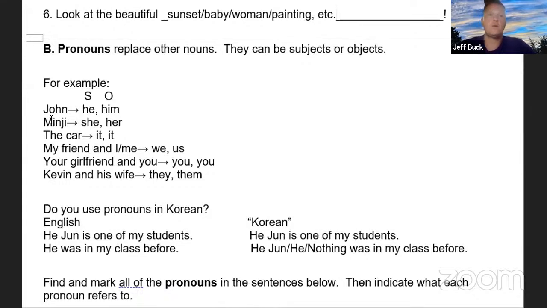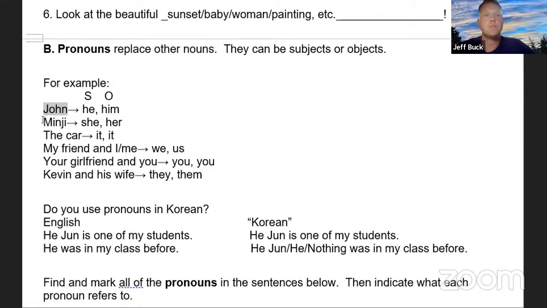And now pronouns. Pronouns replace other nouns, and they can be subjects or objects. So if we're talking about John, we're not going to say John, John, John, John, John. John is my friend. John is Canadian. John is a teacher. John likes to scuba dive. We're going to start with John and then switch to he or him. John is my friend. He is Canadian. I met him last year, etc.